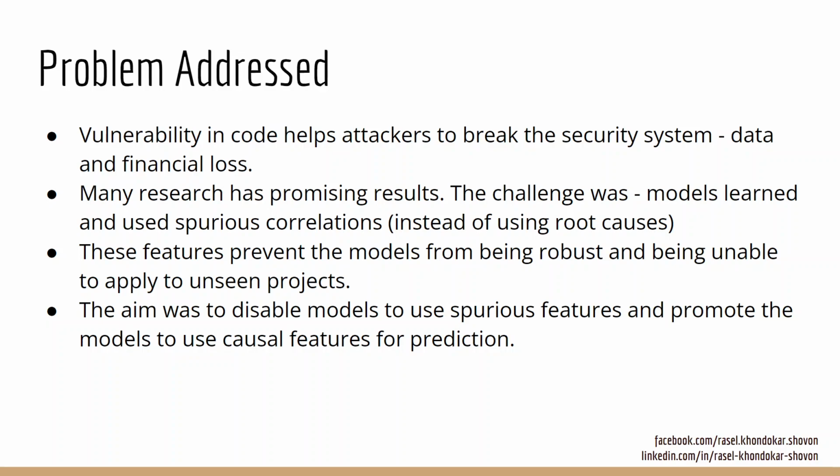Spurious correlation is a relation where the model uses some features that are actually not the root cause of a code being vulnerable, but the model wrongly identifies that feature as the main cause. So this feature prevents the model from being robust and makes it unable to apply to unseen projects. The aim was to stop the model from using spurious features and promote the use of causal features for prediction.